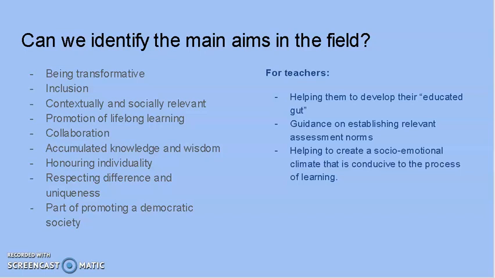Then, of course, guidance on establishing relevant assessment norms that are applicable to our context, our students, and our level of education. And then helping to create a socio-emotional climate that is conducive to the process of learning, and valuing the fact that children are not just academic beings, but they have emotions, they have feelings, they have social needs, and these need to be taken into account when planning and addressing learning challenges or learning abilities. So these are generally what I feel are important aims and themes that run throughout this discipline, but you should create it for yourself to help you to understand how this all fits together.